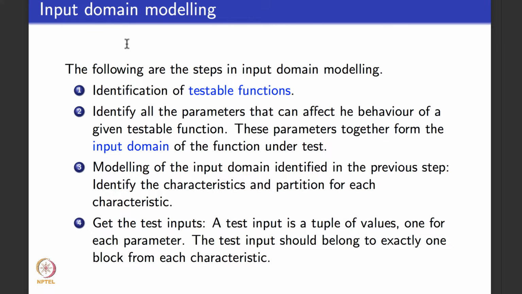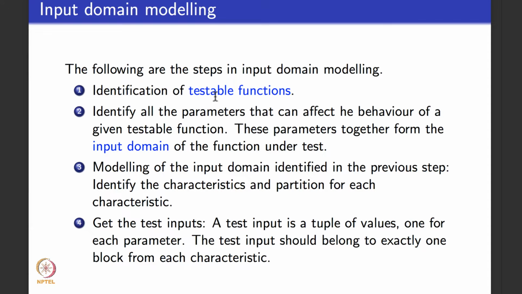Typically, what do we do? Here are the steps that we undertake. The first step is we identify testable functions. When is a function testable? If you remember in the last lecture, I had shown you an example of knowing the context. There was a large program P that was calling a particular function. So that function inside the program P was the function under test when we were doing input space partitioning or equivalence partitioning for that function.